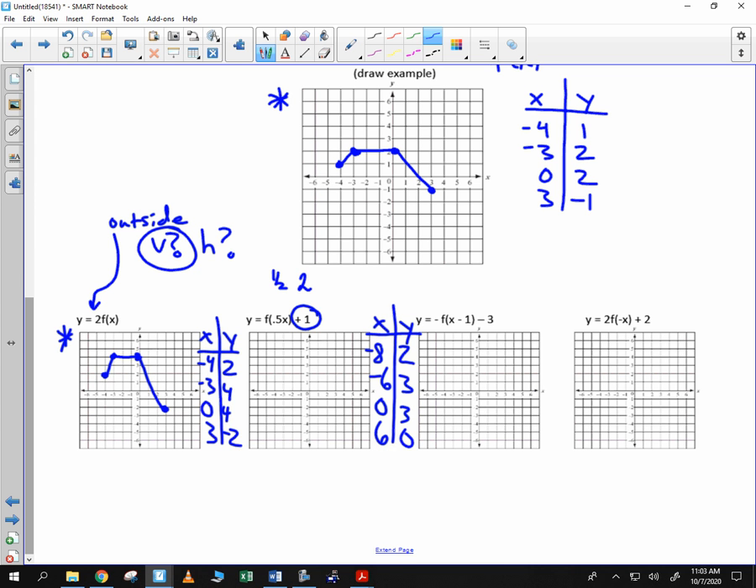And as I plot that, -8, 2, -6, 3, 0, 3, and then 6, 0, it should look like the same graph. It should just be horizontally stretched by a factor of 2 and shifted up 1.